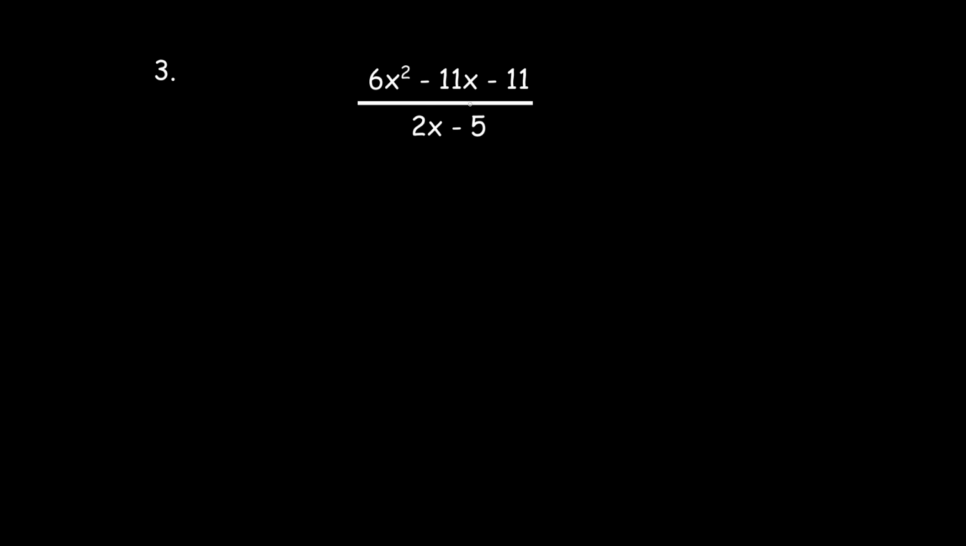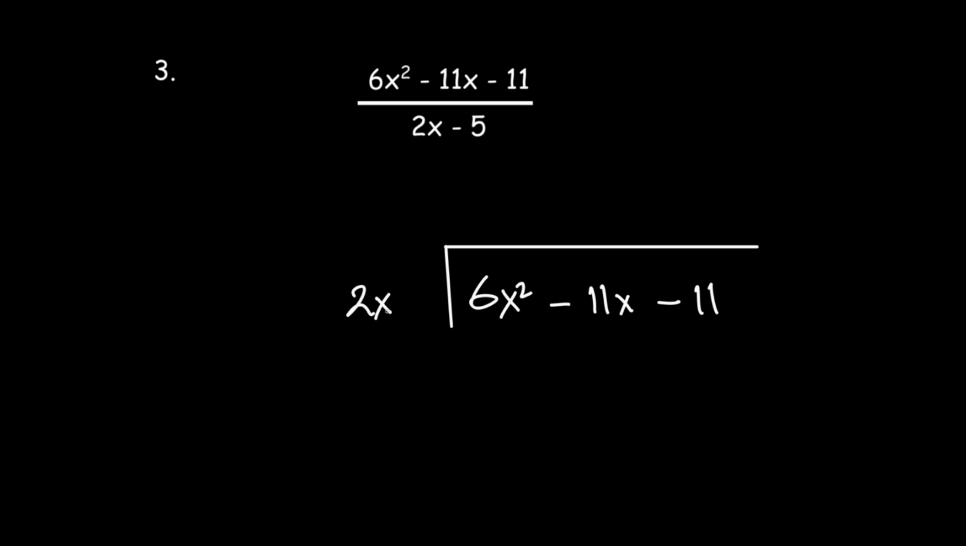6x squared minus 11x minus 11, all divided by 2x minus 5. You notice that this time we have a coefficient right here. So how do we do this? Again, I'll put down the symbol for it like that. And of course, the numerator will come on the inside. So we have 6x squared minus 11x minus 11. Then we have 2x minus 5 right here.